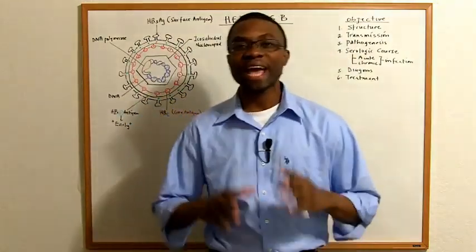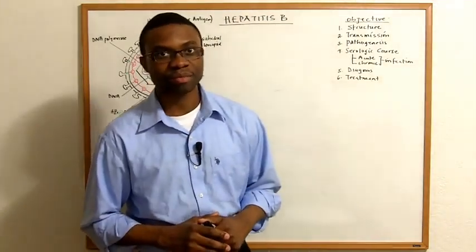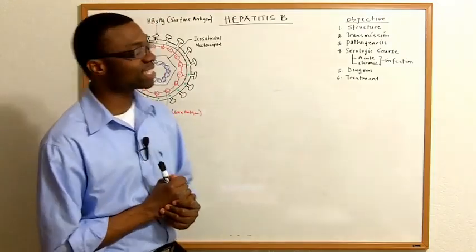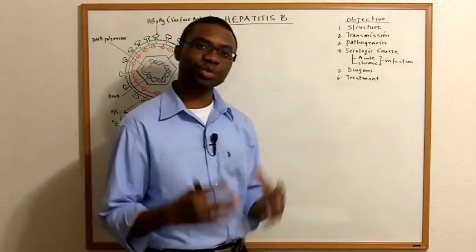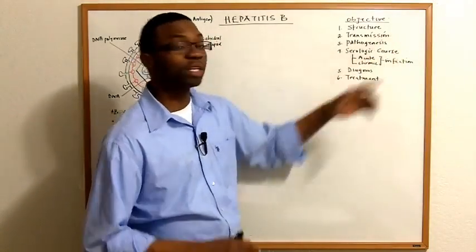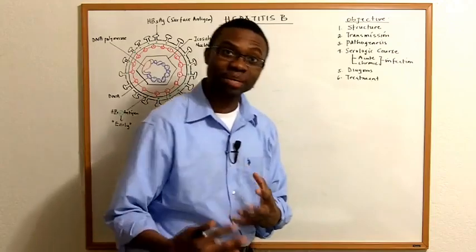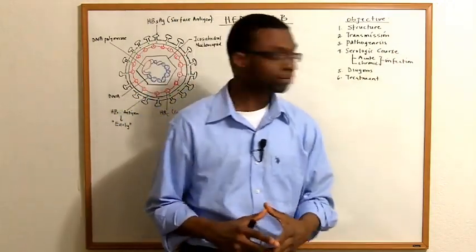We're going to be going over hepatitis B as in boy. That's our lecture. Now what are going to be our objectives that we're going to cover in this lecture? First, we want to know what the structure of hepatitis B is. We're going to go over how it is being transmitted among people. What is the pathogenesis of the infection?